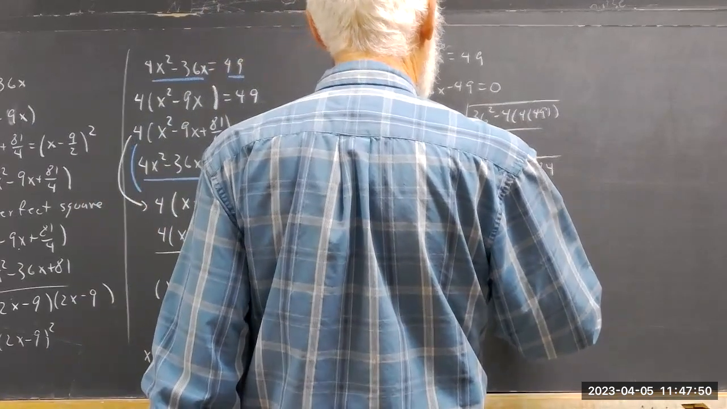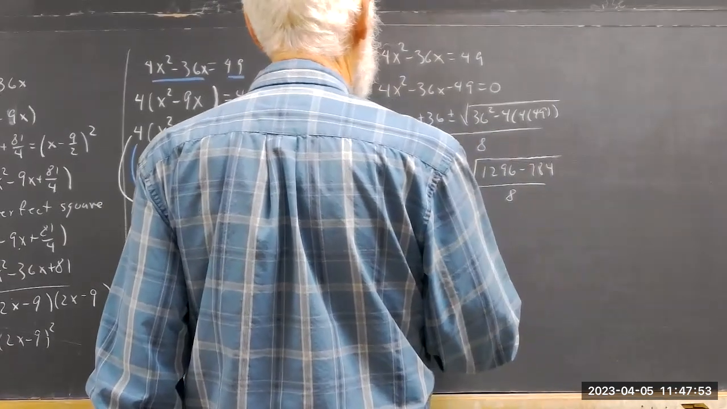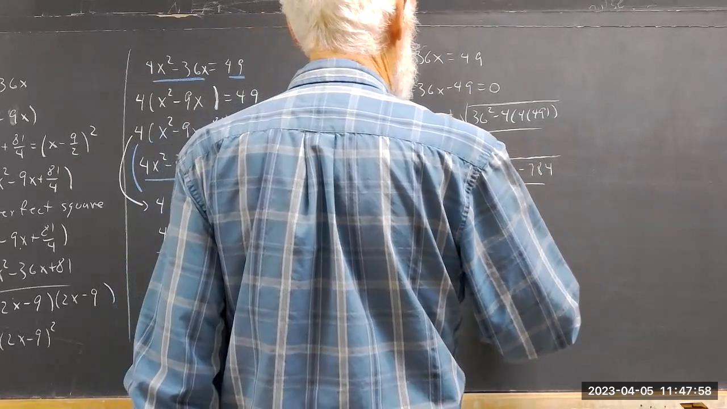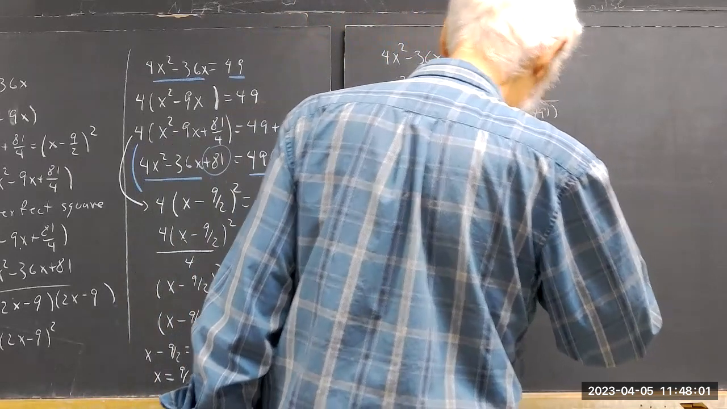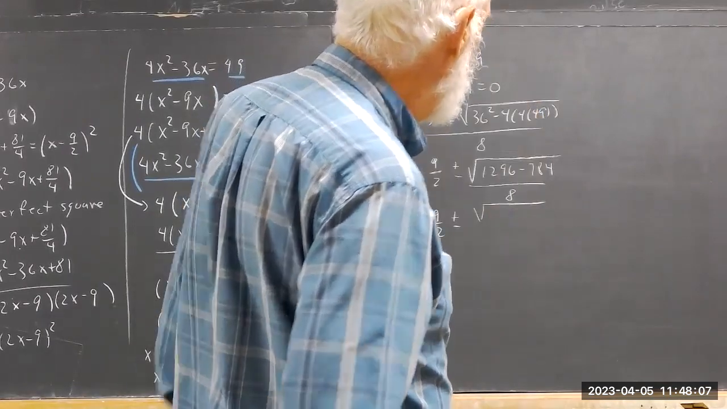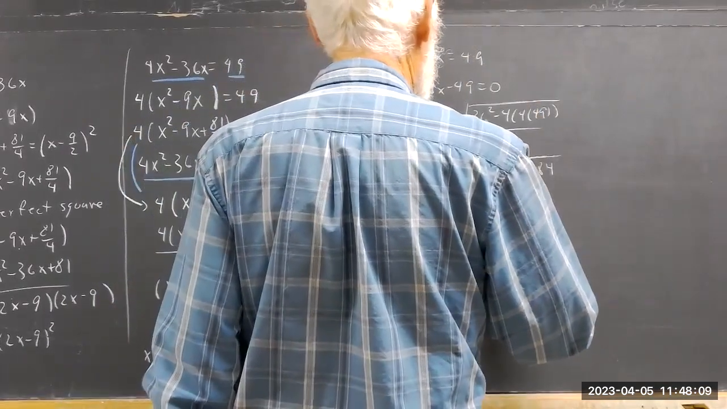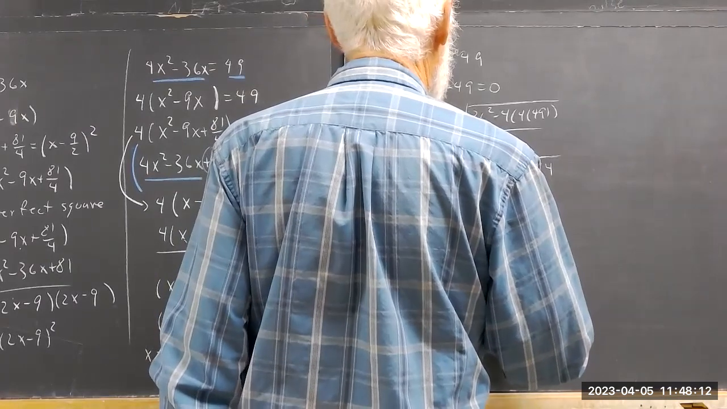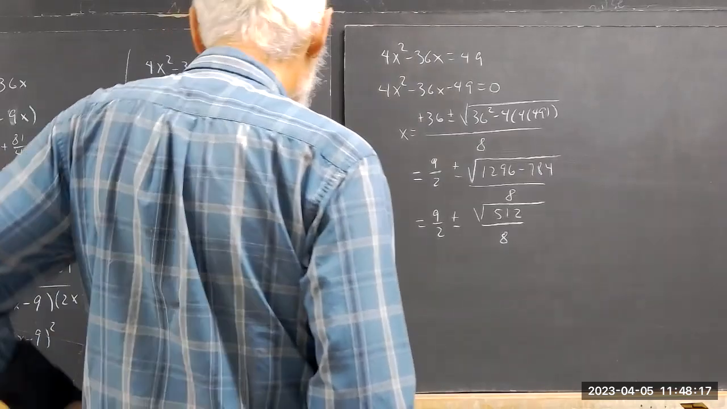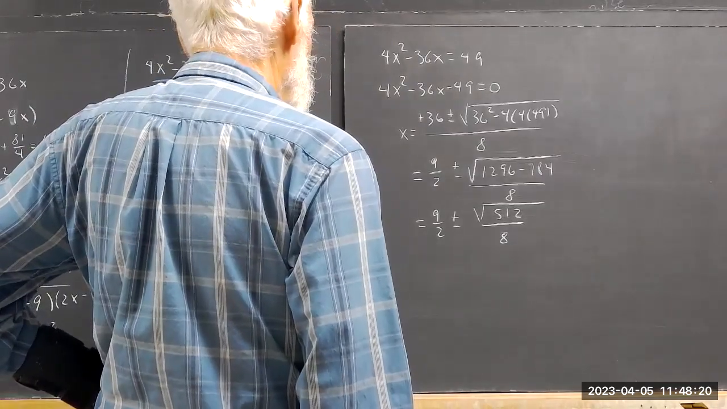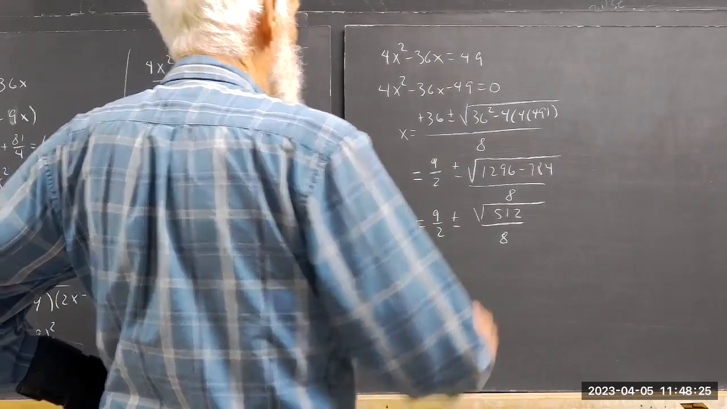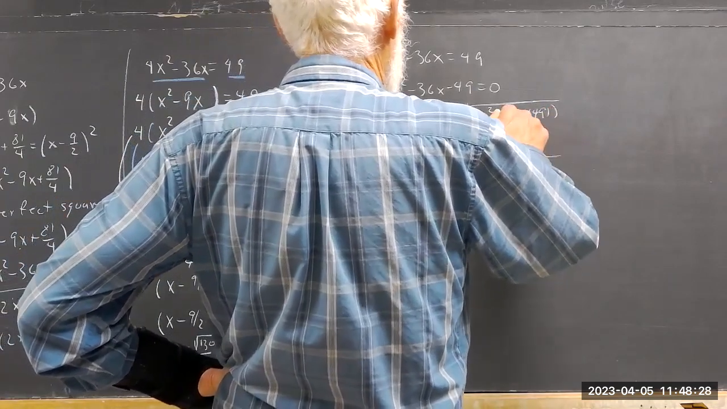Then that's over 8. This had better be a multiple of 64. Let's see. 1296 minus 784 is 512, which is a power of 2, which is making me optimistic. Okay. It should make me optimistic because it should be minus 4AC and C is negative, so this should be plus.